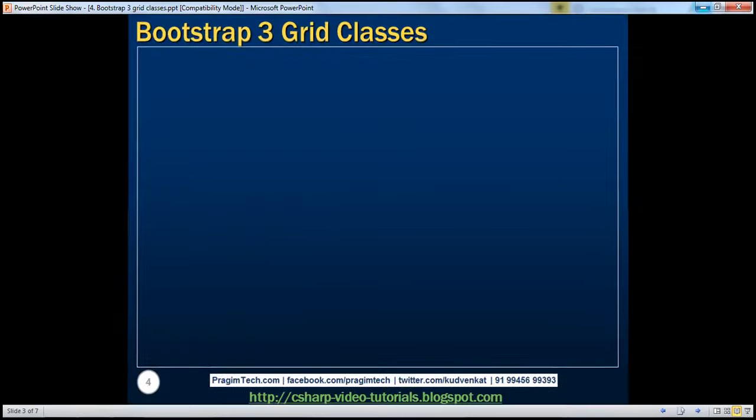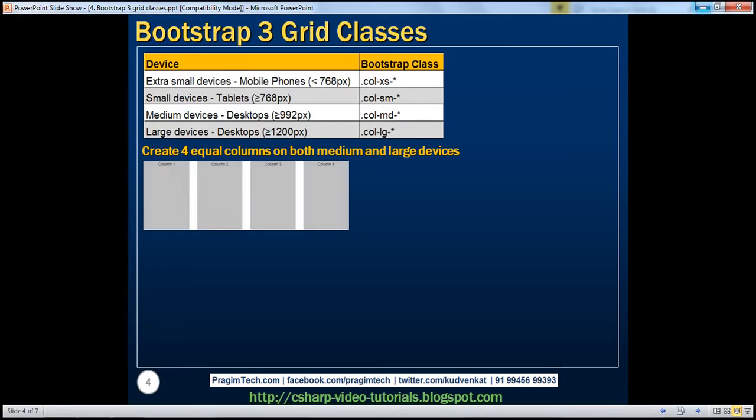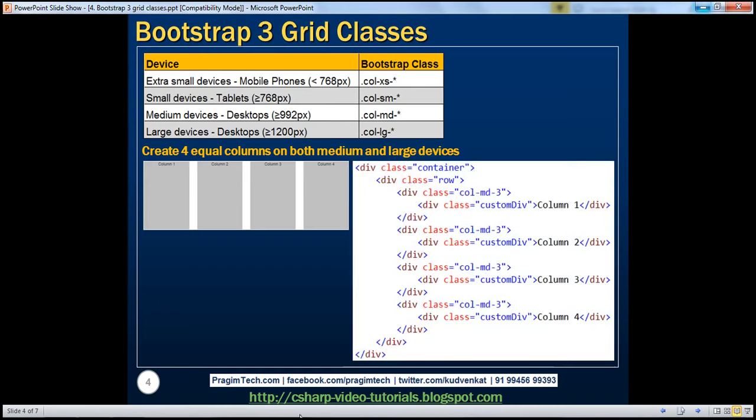Let's understand what we mean by this statement with an example. So here is what we want to do. We want to create 4 equal columns on both medium and large devices. To achieve this, I'm going to use 4 div elements, and for each div element the class is going to be equal to col-md-3. Notice I'm using 3 instead of star because we want 4 equal columns, each column spanning across 3 columns within the 12 column Bootstrap grid system.